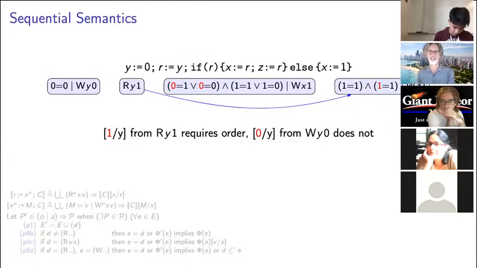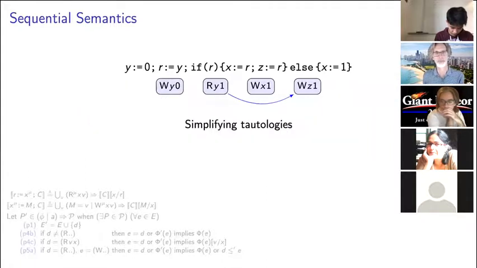Okay, so there you can see we've got some order from the read. Note that the write, if we have a local write, doesn't put any dependency in here. Okay. Simplifying all of this, you end up with just this guy right here. That's it. So that's how you can calculate the sequential semantics of this program.